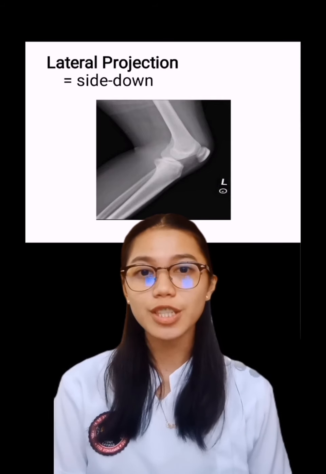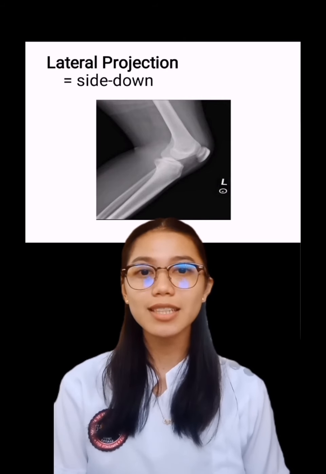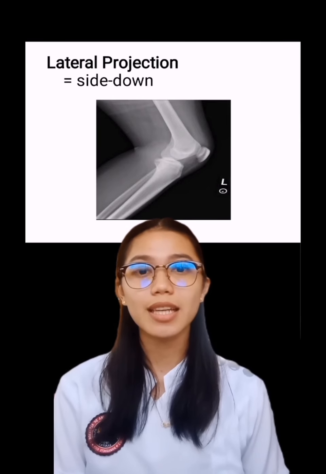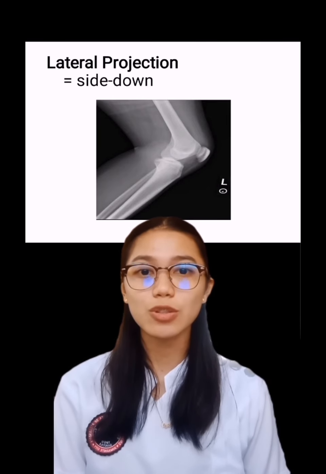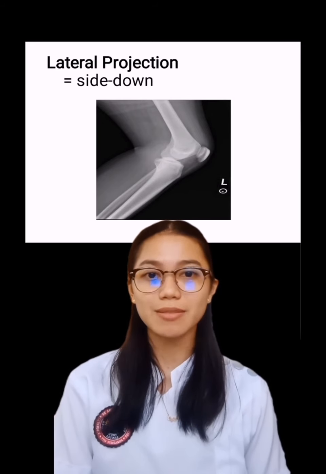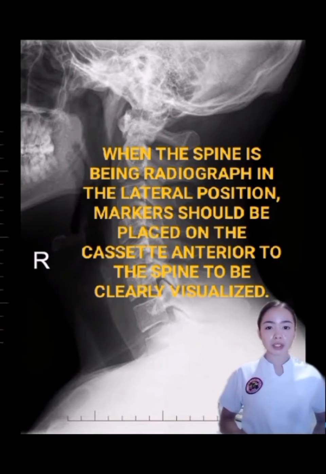For lateral projection, side down or the side of the patient that is closest to the film. Now, this is an example of a left lateral wherein the left side of the patient is closest to the film. So, ang ating marker ay L or the left side of the patient. When the spine is being radiographed in the lateral position, markers should be placed on the cassette anterior to the spine to be clearly visualized.